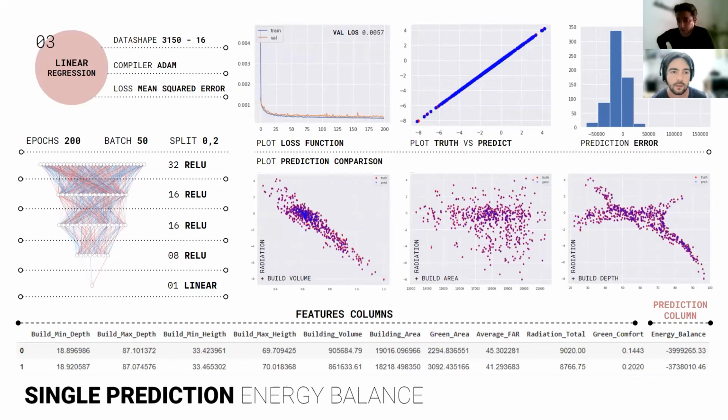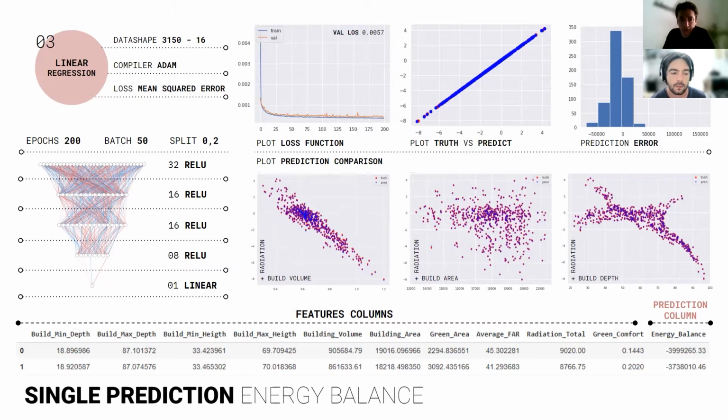In this, we went through multiple iterations and started with a really complex architecture, reducing later to a much simpler and less dense layer. And as you can see here, this is the first attempt for a single prediction, where we're trying to select certain features and predict the energy balance column. As you can see, we chose a 5-layer architecture, started with a 32 neuron layer, and ended up with a single linear layer at the end.